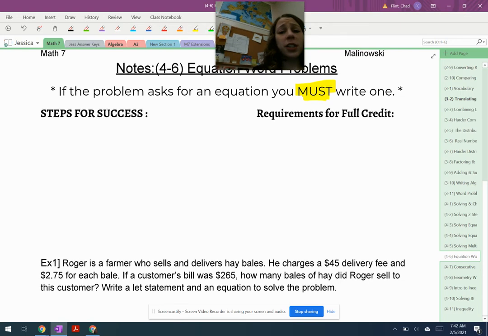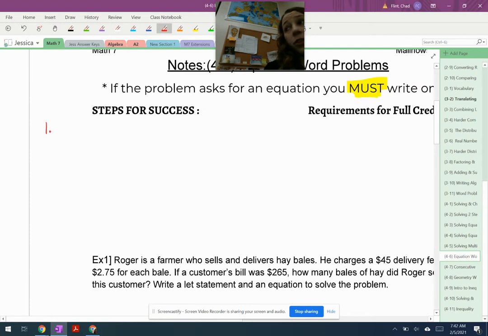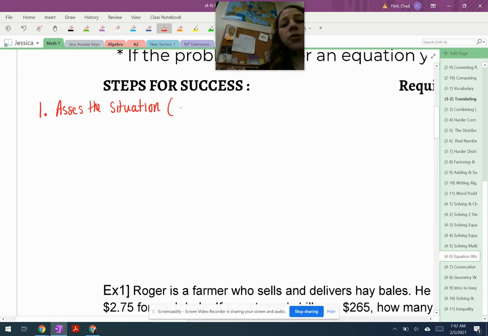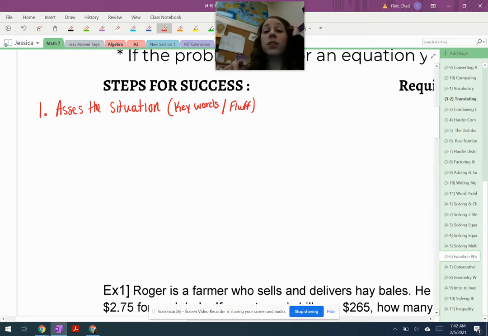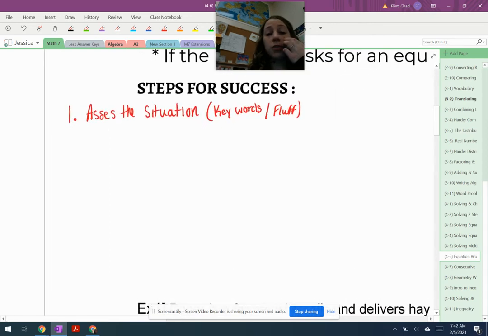So, steps for success when you're dealing with these word problems. The first step for success is to assess the situation. And when I say assess the situation, that's like reading. You're going to look for keywords. You're going to look for any fluff that you can disregard, which I'll talk more about as we get into some of our examples. So the first thing you're starting with is assessing the situation, as you should really in any situation.